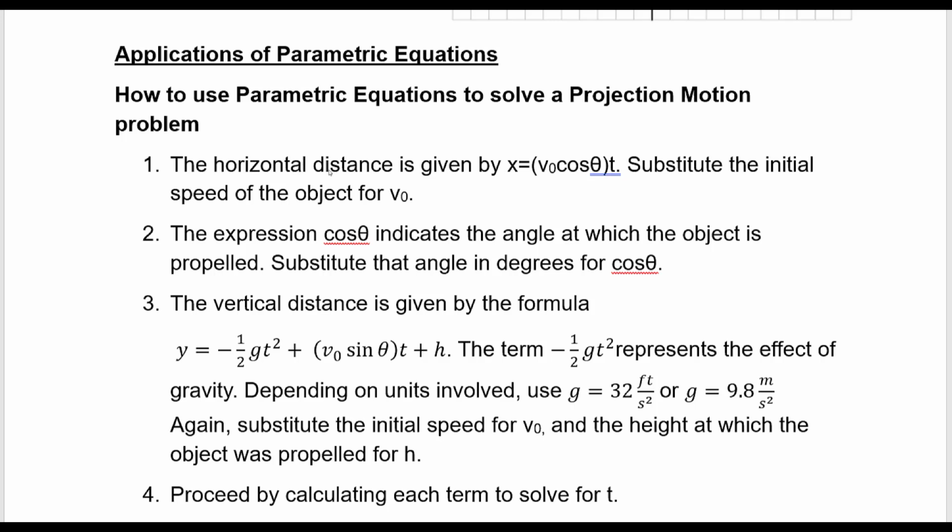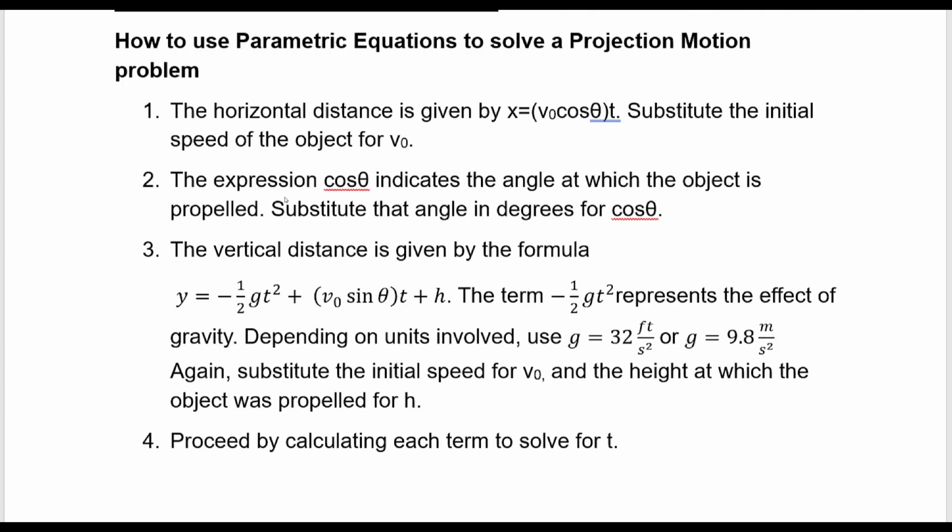So the horizontal distance is given by x equals v naught, the initial velocity, times cosine of theta times t. And we substitute the initial speed of the object for v naught. The expression cosine theta indicates the angle at which the object is propelled. Substitute that angle in degrees for theta.